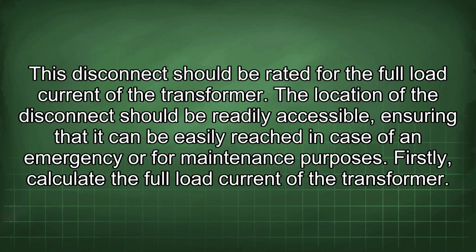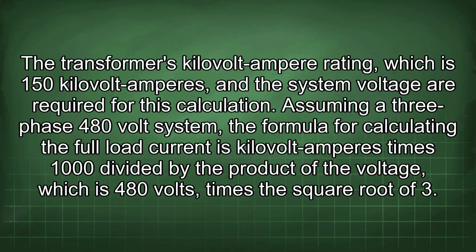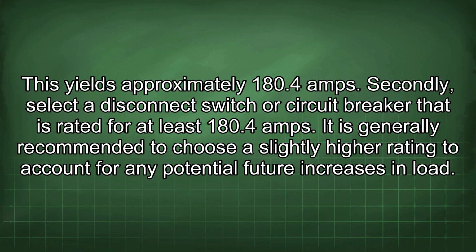Firstly, calculate the full load current of the transformer. The transformer's kilovolt ampere rating, which is 150 kilovolt amperes, and the system voltage are required for this calculation. Assuming a three-phase 480 volt system, the formula for calculating the full load current is kilovolt amperes times 1000 divided by the product of the voltage, which is 480 volts, times the square root of 3. This yields approximately 180.4 amps.